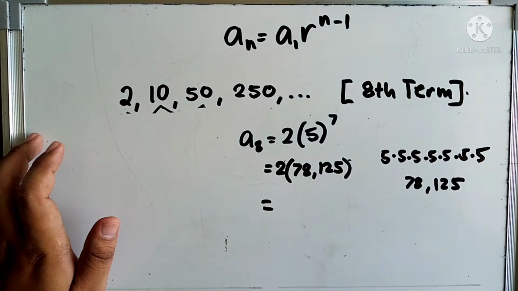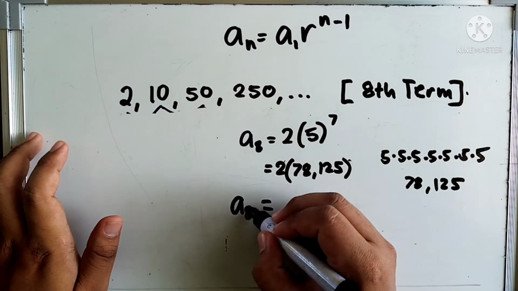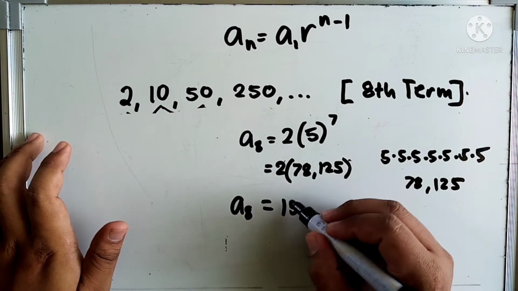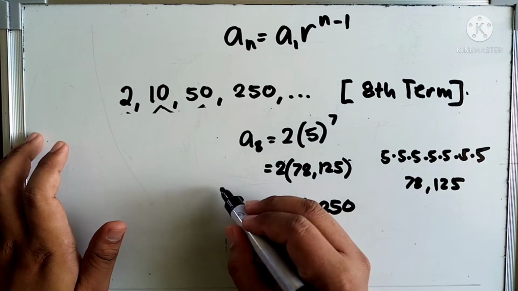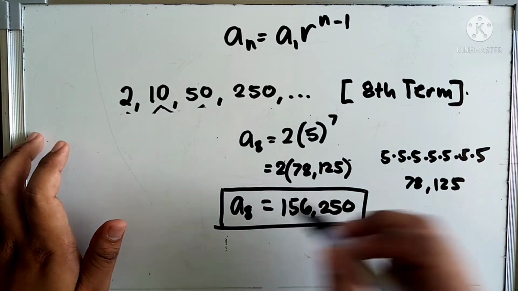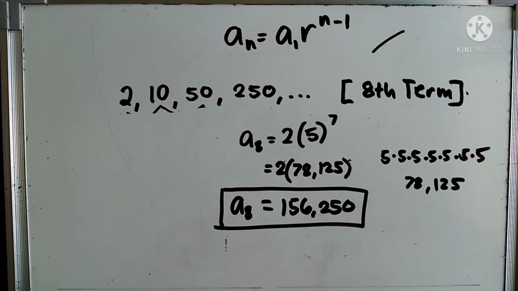Then we're going to multiply it by 2. So that means the value of your a sub 8 must be 156,250. So that's how we use the formula of your geometric sequence.